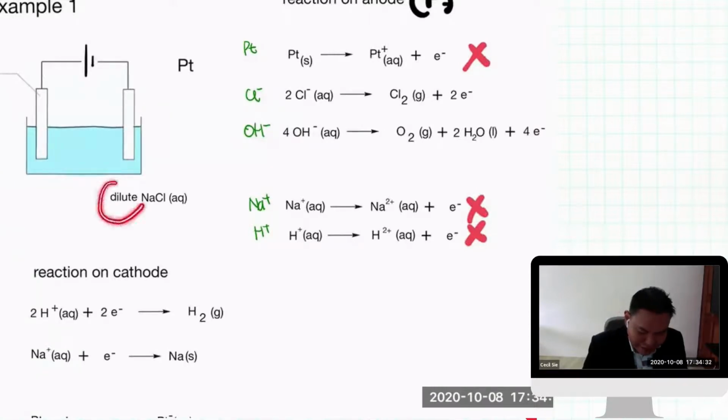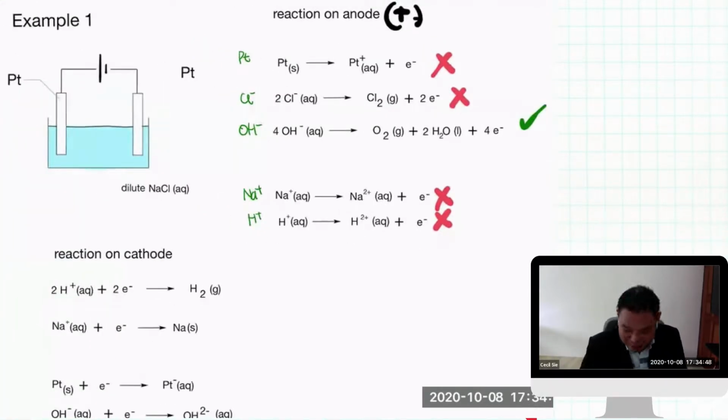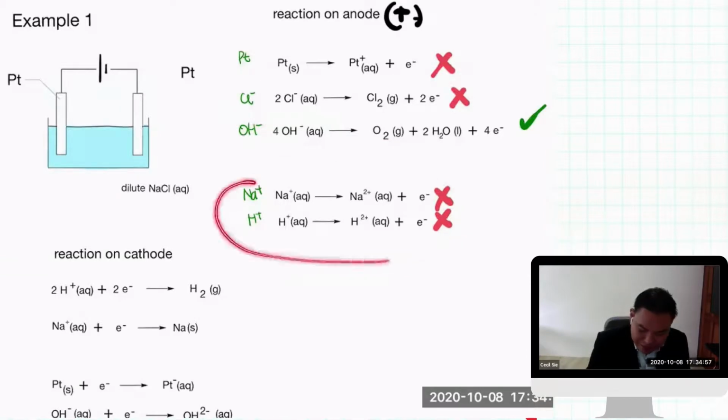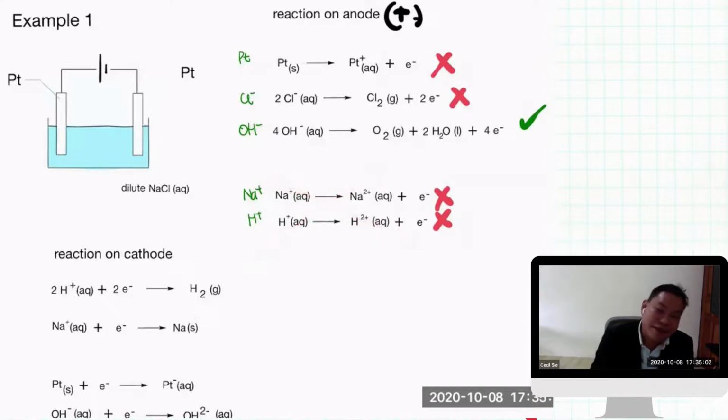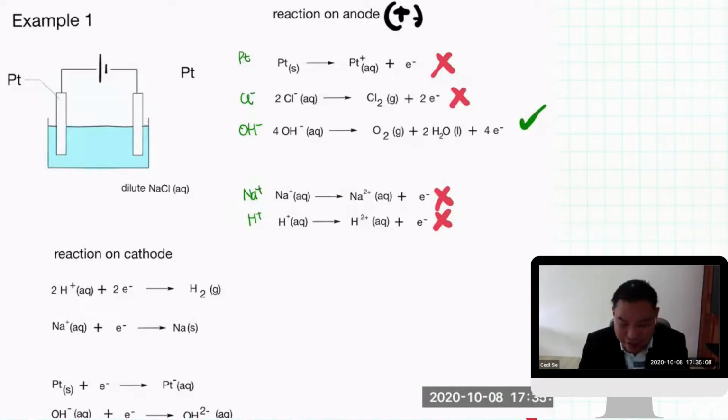Here's the hint. It's dilute. Dilute means you have a small amount of Na plus and Cl minus, but a lot of OH minus. So don't choose the Cl minus. What will happen? The OH minus in water will turn into oxygen. So this is what happens in example 1. So these 4 reactions won't react. Especially these 2, for the next example we don't even need to consider them because they are positively charged. So remember, in anode, the one that is positively charged, you don't even need to bother about checking that.